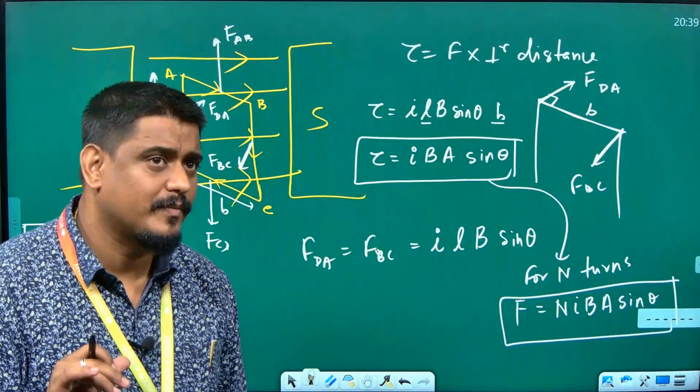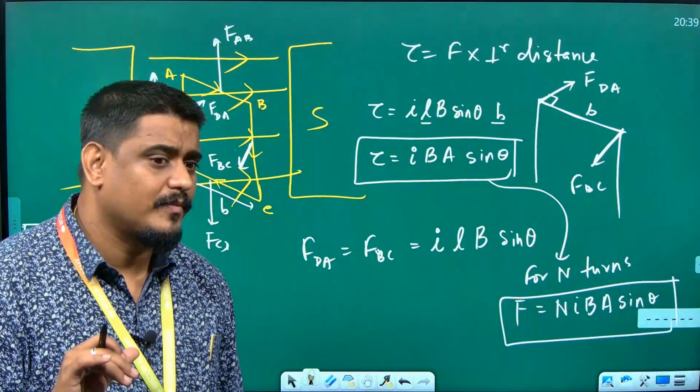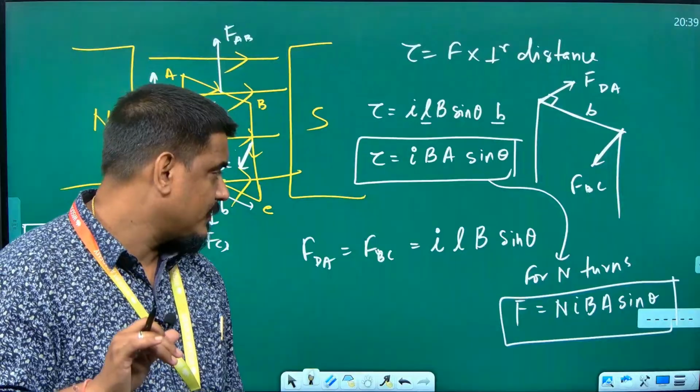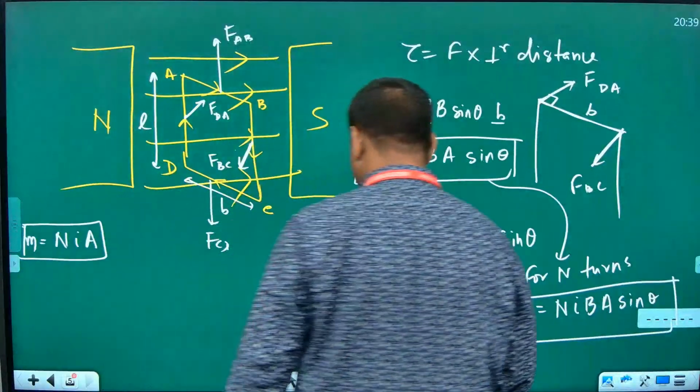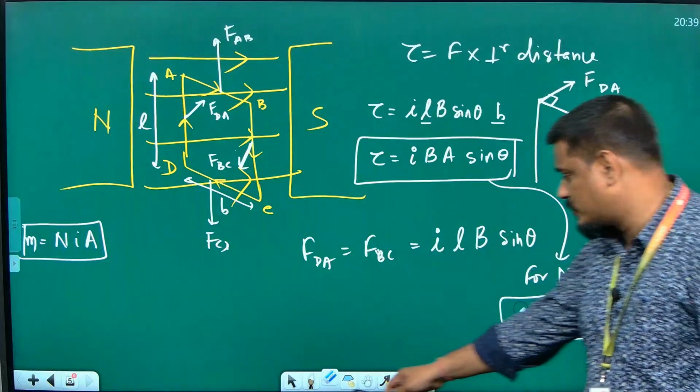Sir, actually the torque only means NIBA sin theta. That you wrote F plus. Yes, okay, sorry, it is not F, it is torque. Okay, yeah, correct only. It is not force, it is torque.